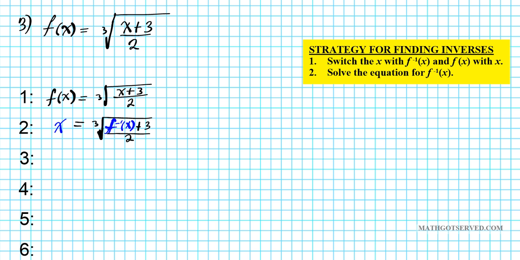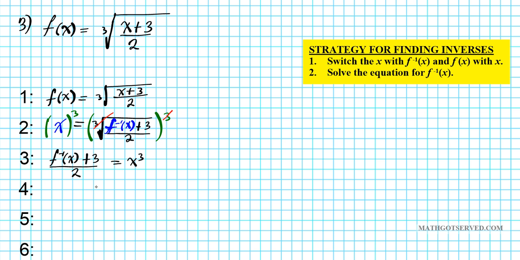Okay, so let's proceed with the first step, which is raising both sides of the equation to the third power. Why? Because the third power is the inverse of the third root. Now let's go ahead and reduce the right side. This third power and the third root would cancel each other out. So let's switch the equation around. We have the inverse of f of x plus 3 divided by 2 is equal to x to the third.